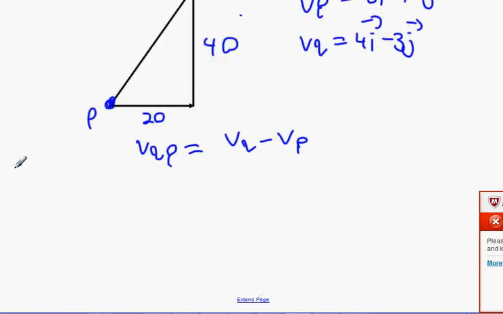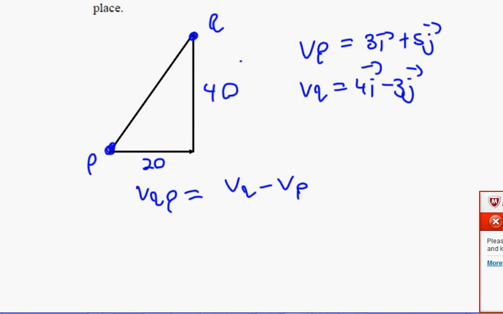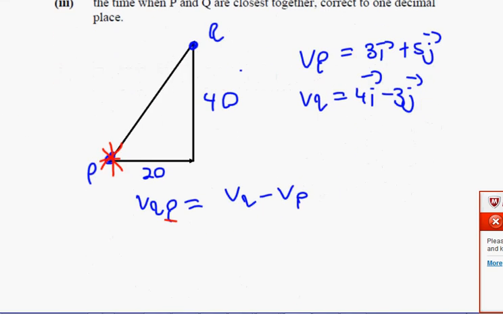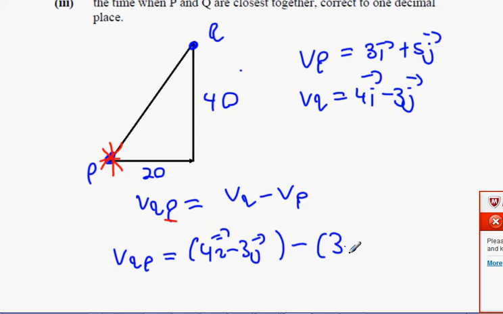Now what does that mean? Which one is fixed in position then? P. P is not allowed to move because it's the second letter, not the first letter. Velocity of Q relative to P. Okay, so let's put that in, and what do we get? We're going to get 4i minus 3j, and then minus v_P, which is minus 3i plus 5j. What do we get for that then, lads? I think we'll get i minus 8j.